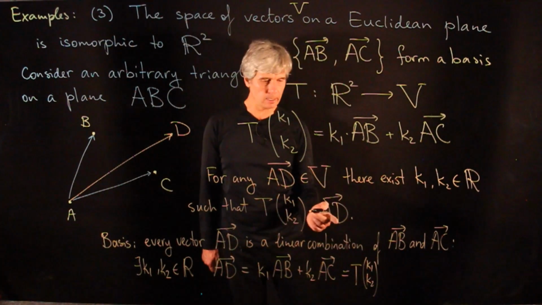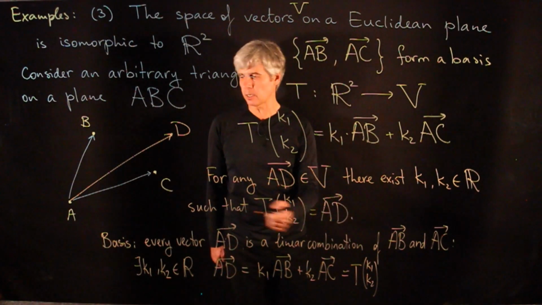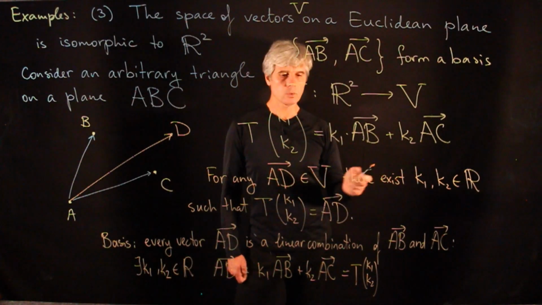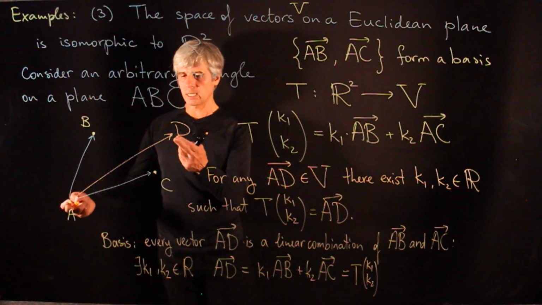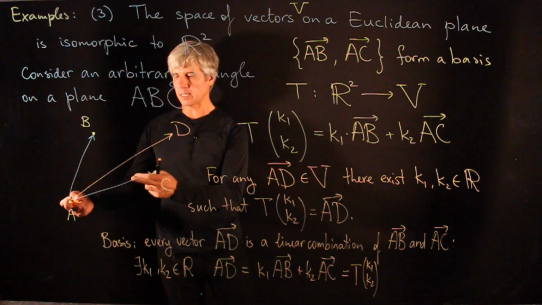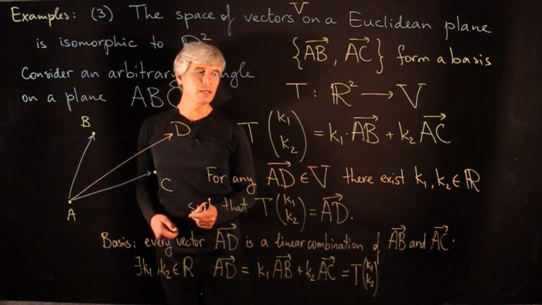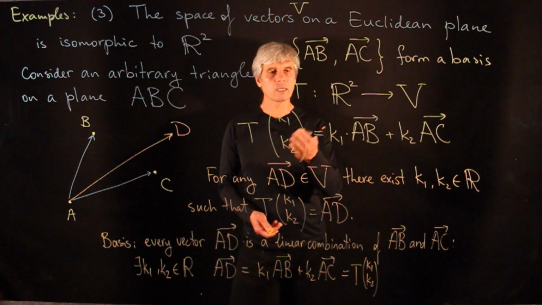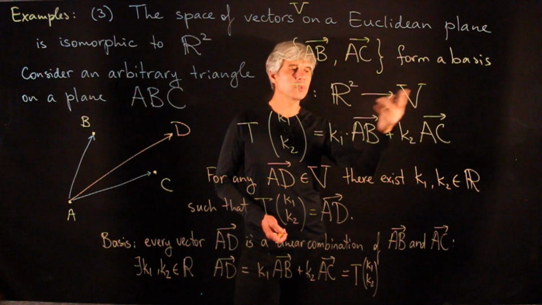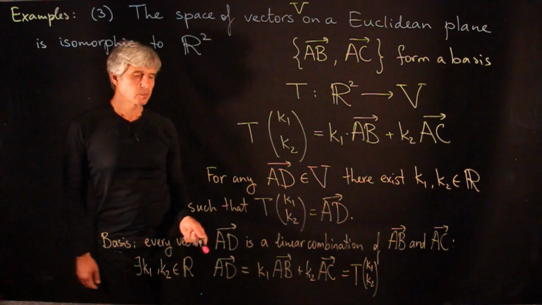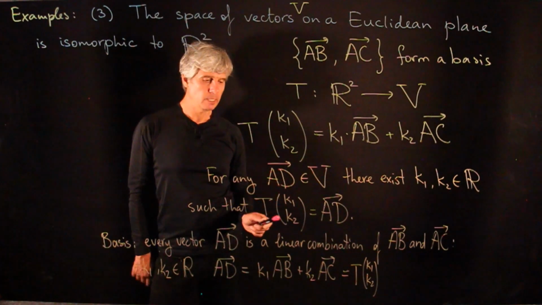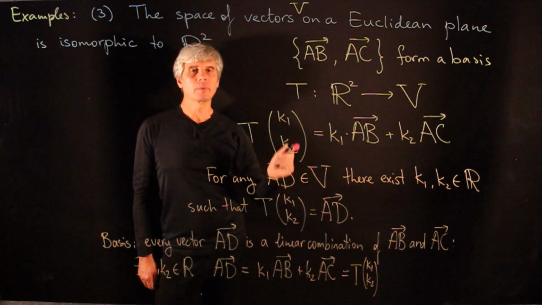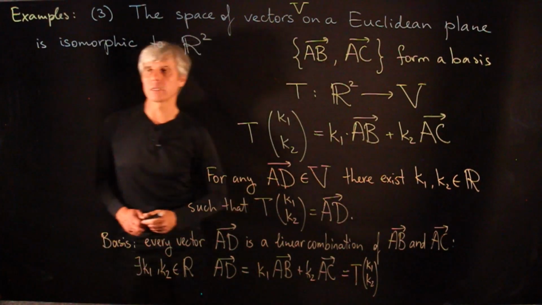So what we proved here is that every vector on this Euclidean plane has a preimage in R2. To construct this preimage, we decompose any vector as a linear combination of AB and AC. The coefficients of this linear combination give us the vector in R2 that gets mapped into this vector AD. However, this is not enough for bijectivity, because we proved that any vector has a preimage in R2, but we also need to show that this preimage is unique.